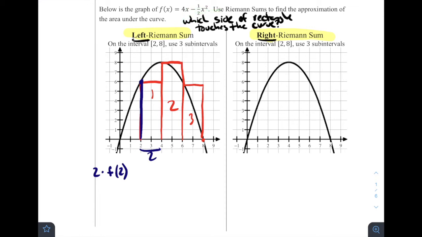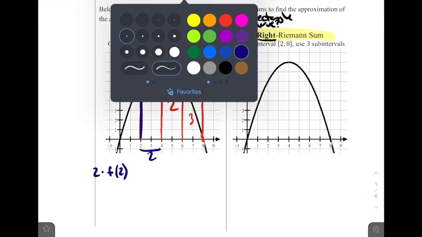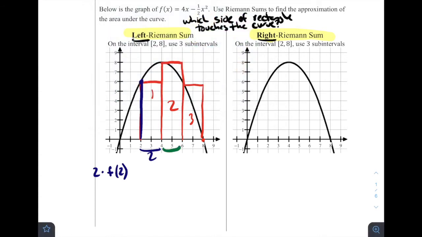The next rectangle that we've got, I'll change up the colors, we see also has a width of 2, and the height is based on the left side of it, which is the height of the function when x is equal to 4. So the next rectangle's height is going to be 2 times whatever the height of the function is when x is equal to 4.